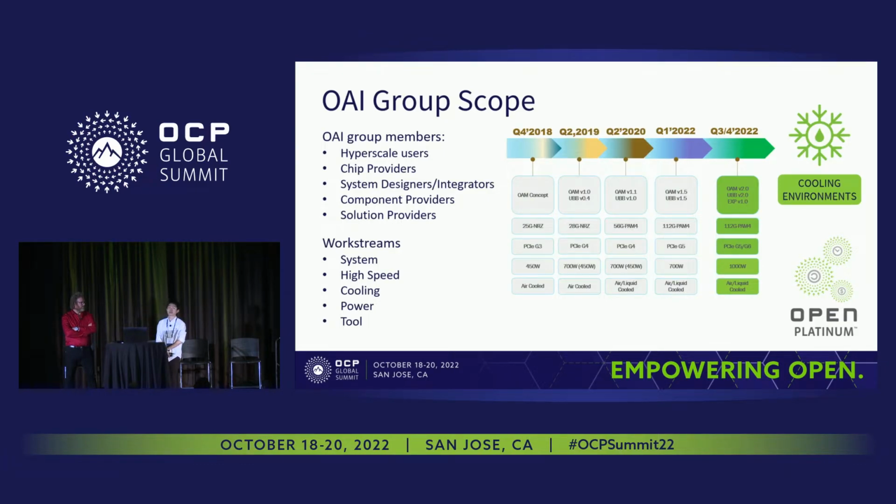This is a glimpse of the OAI group's scope. We have a lot of group members from different backgrounds. They are hyperscale users, chip providers, system designers, integrators, component providers, and solution providers. We have 5 work streams across system, high-speed, cooling, power, and tool. This is also a timeline of what we have released and what we're talking about releasing from the OAI work group.